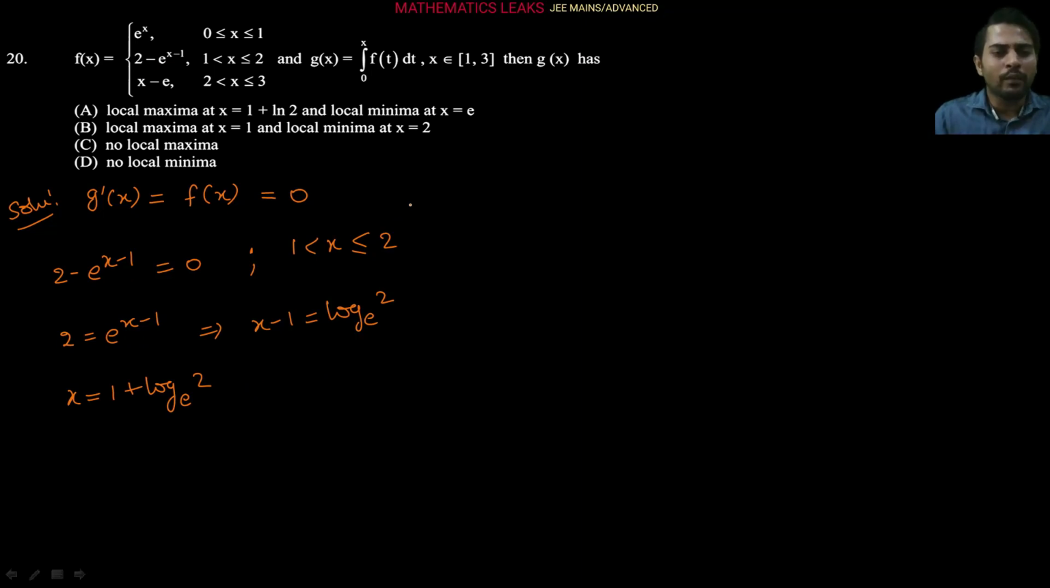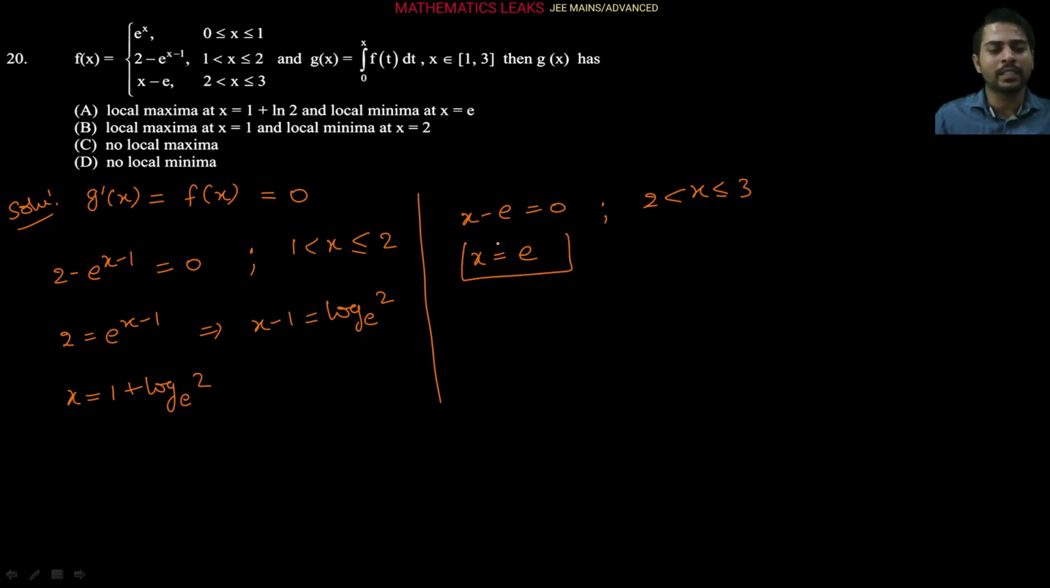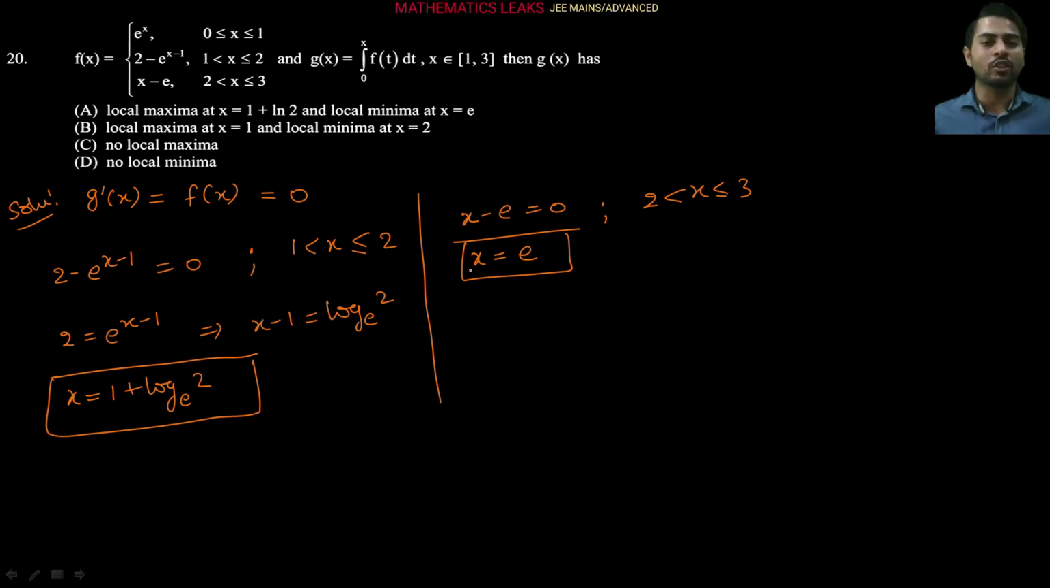Also f of x is equal to 0 in between 2 to 3. When x is in between 2 to 3, open interval 2 to closed interval 3, f of x is x minus e. So x minus e equals 0. From there we get x equals e, right? So these are the 2 points where f of x is equal to 0, meaning g dash of x is equal to 0. On these 2 points there is a chance of local maxima or local minima.